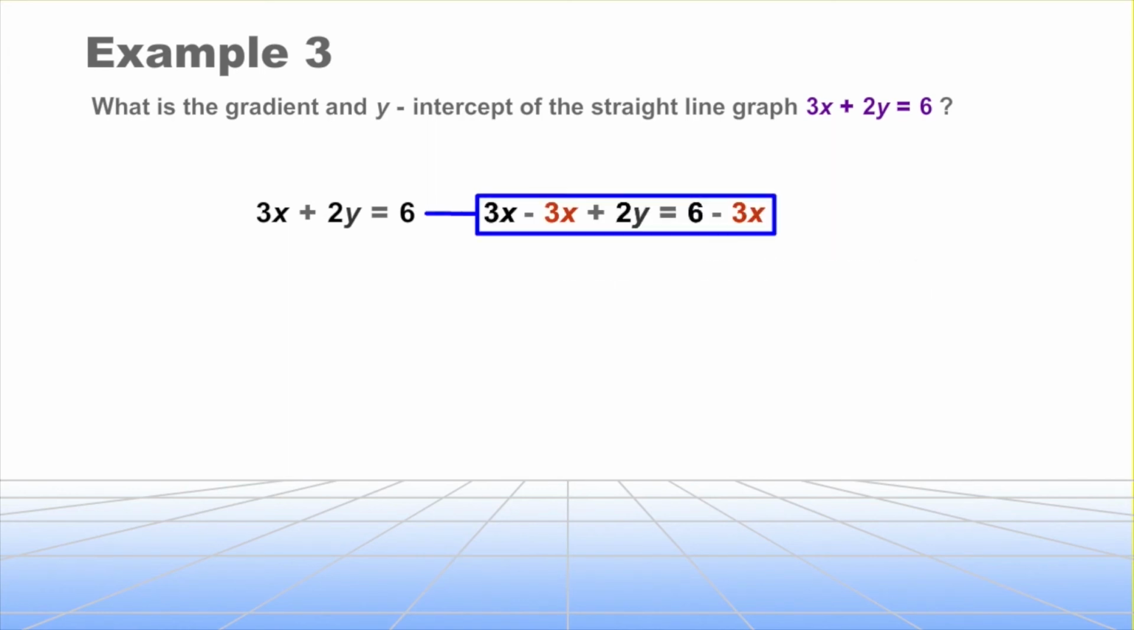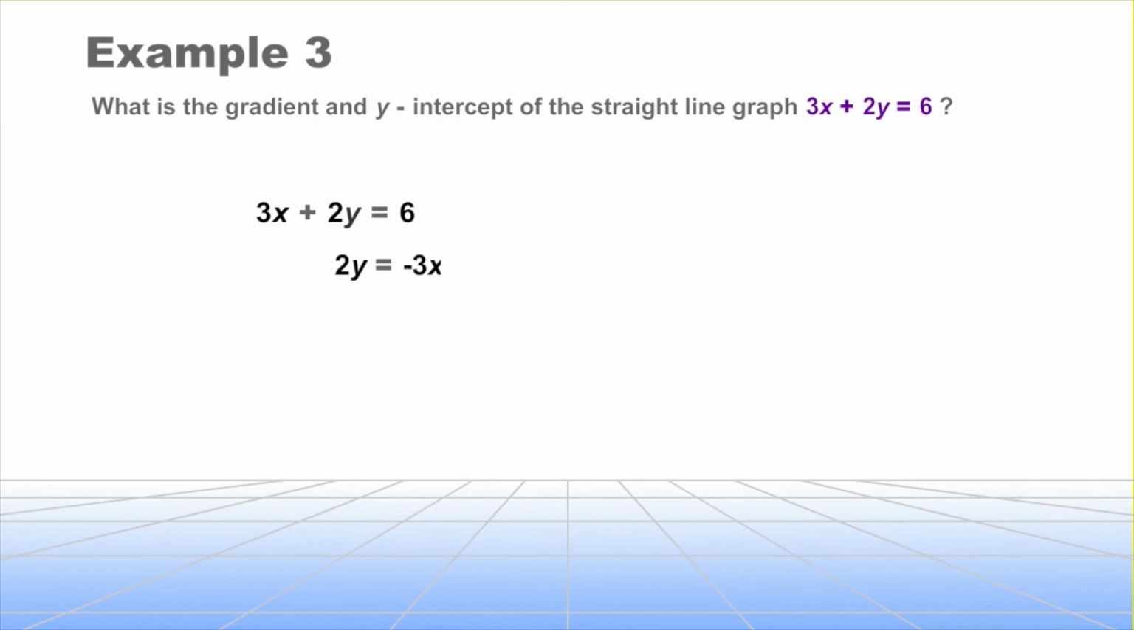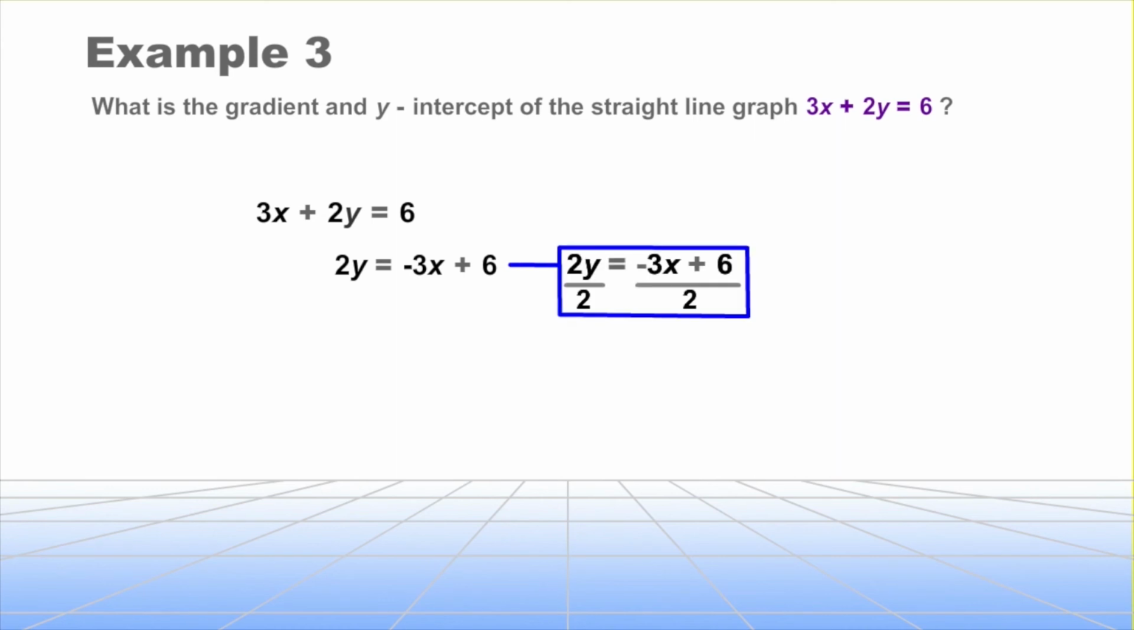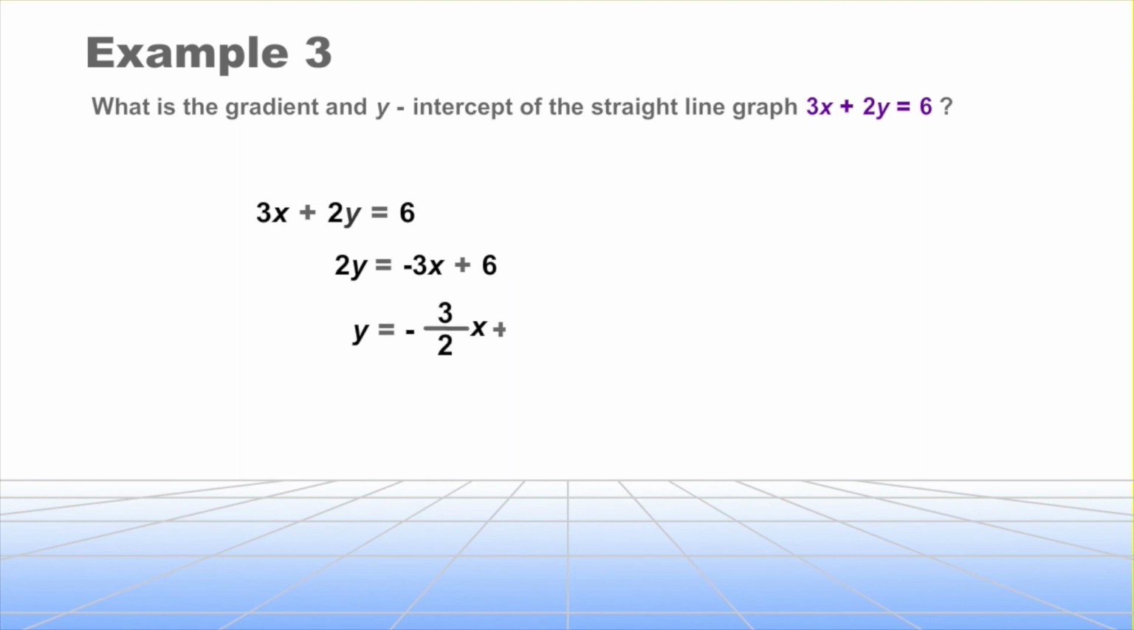We will first subtract 3x on both sides of the equation. This gives us 2y equals negative 3x plus 6. Since the goal is to have the coefficient of y as positive 1, we will divide the equation by 2 throughout. Hence, we get y equals negative 3 over 2 x plus 3. Now, the straight line equation has a coefficient of y as positive 1, and it is in the gradient-intercept form.